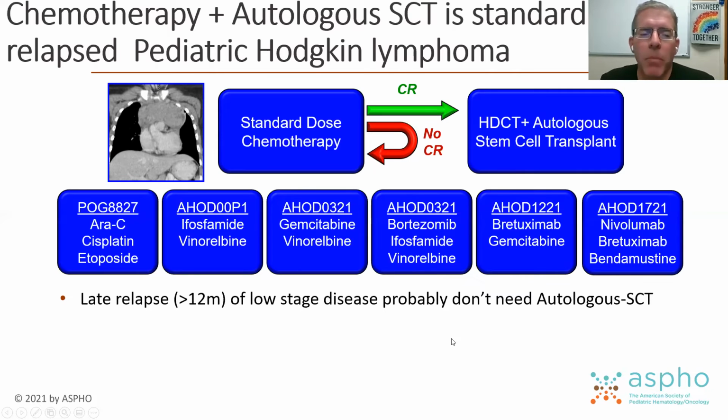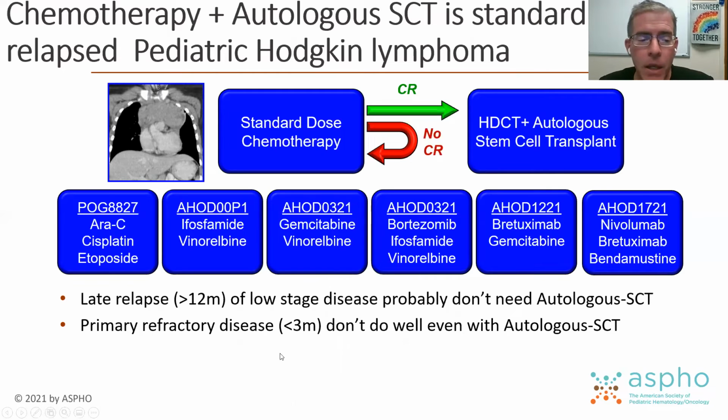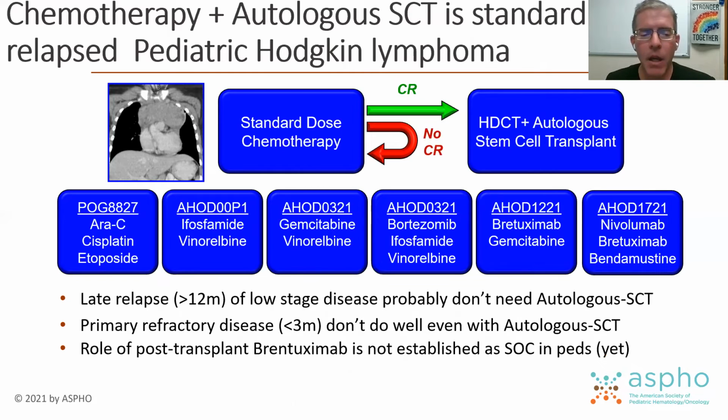The problem is patients with a late relapse of low-stage disease don't really need an autologous transplant, and a number of reviews have been written on this. The problem with that statement is that there's no standard of care. Patients with primary refractory disease, so either patients who progress on therapy or people who relapse within the first 3 months of completing therapy, don't do well even with autologous transplant.